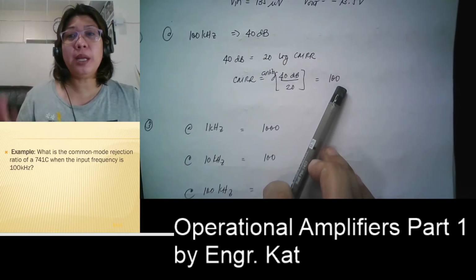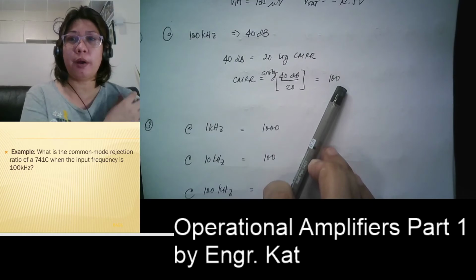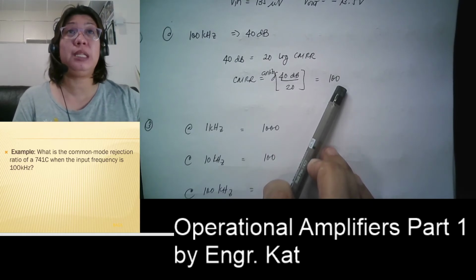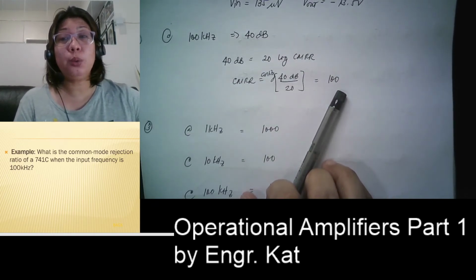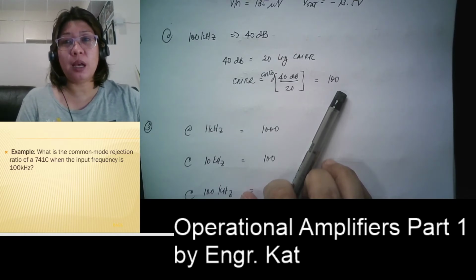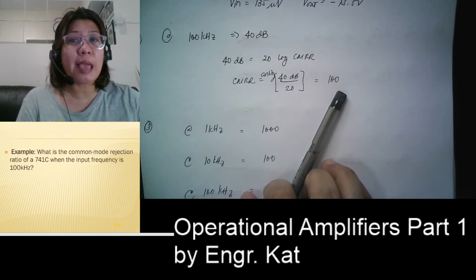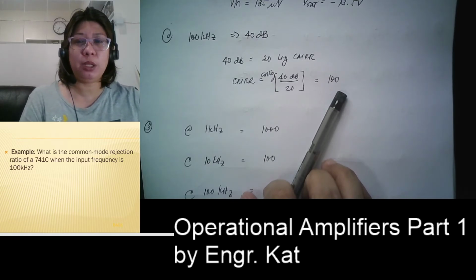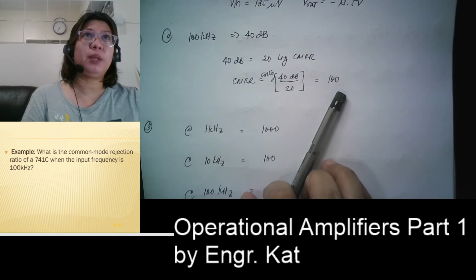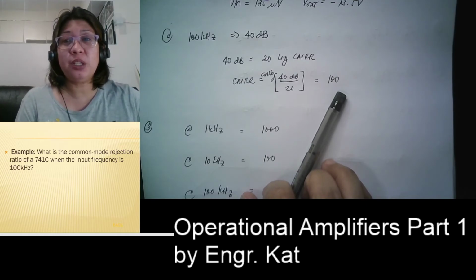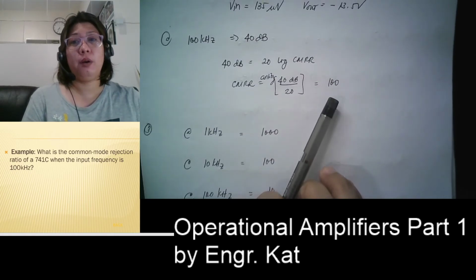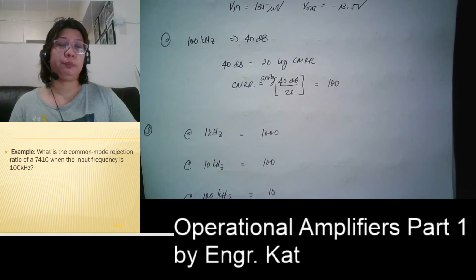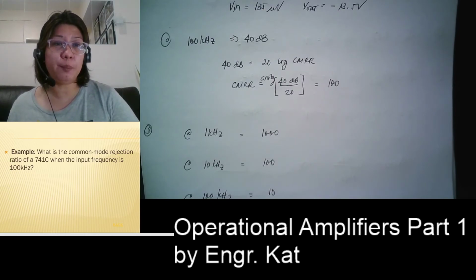However, at 100 kilohertz, your CMRR was already degraded to 40 dB. So that means only 100, meaning your differential input is being amplified 100 times better compared with your common mode. So technically, as your frequency nears the unity frequency value, your CMRR likewise decreases. Okay? So let's have another example.